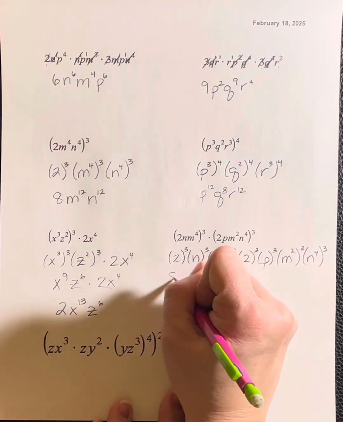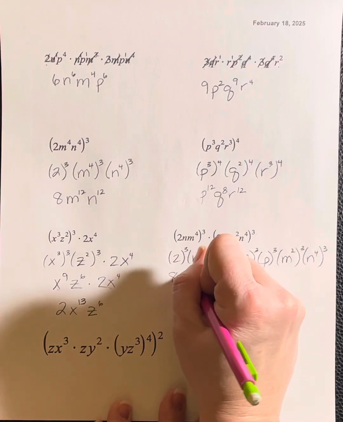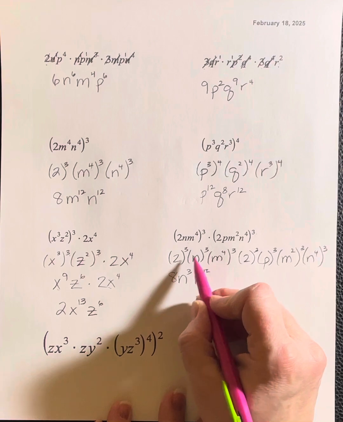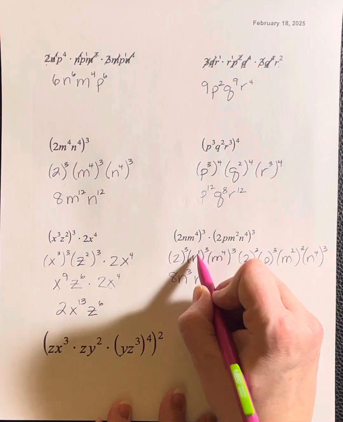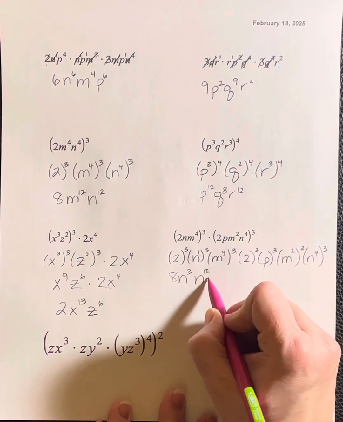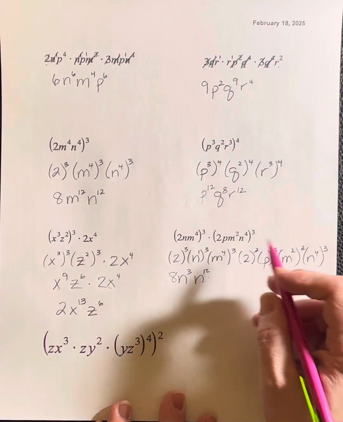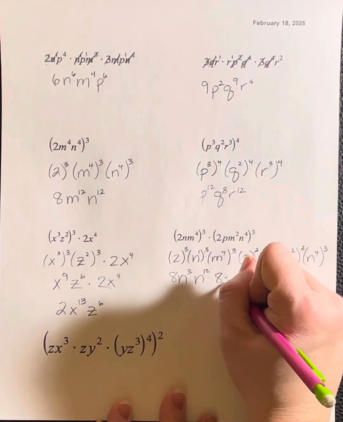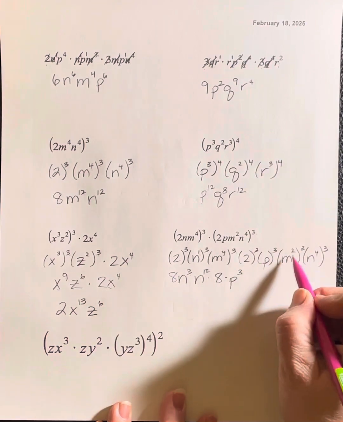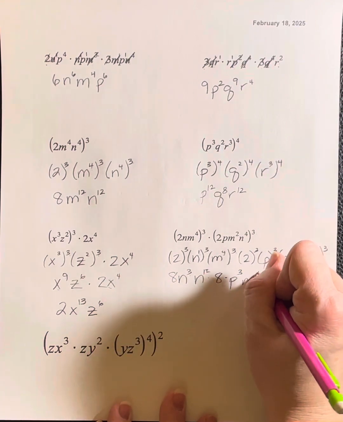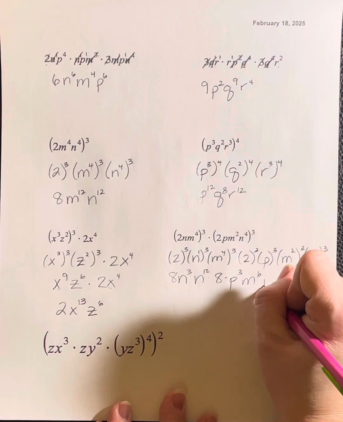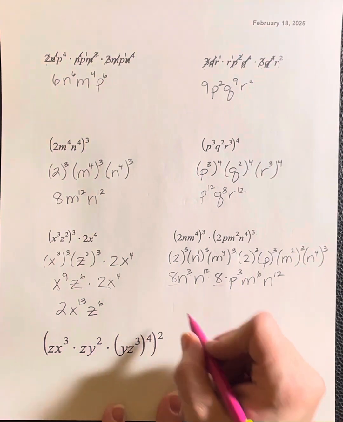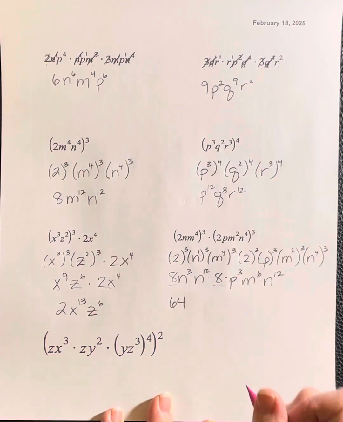All right, I have an 8, n cubed, m to the 12th. This is technically a 1. 1 times 3 is 3. 4 times 3 is 12. Another 2 cubed times another 8. P cubed, power to a power, m to the 6th, power to a power, n to the 12th. So 8 times 8 is 64.